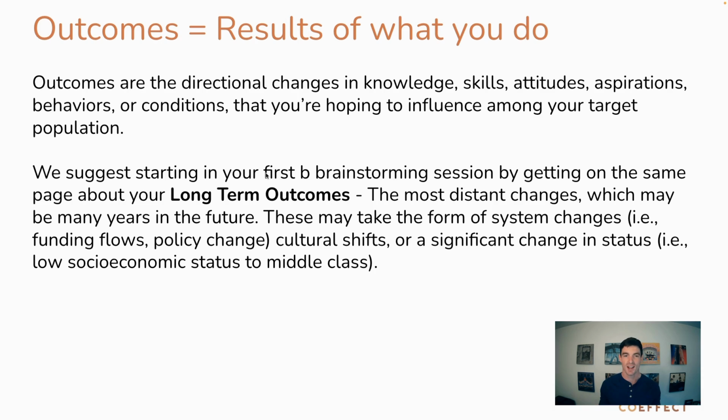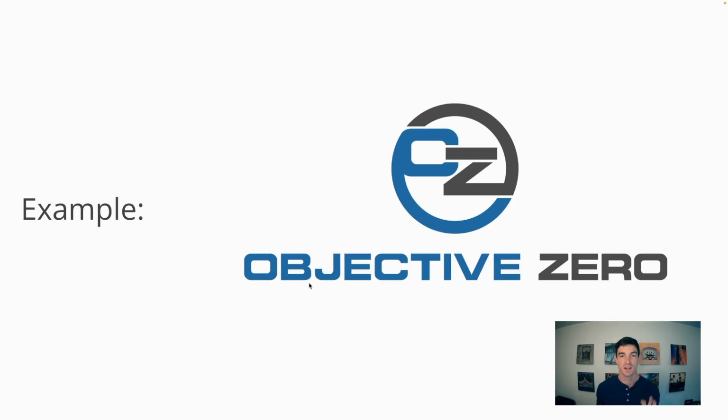So those are our three concepts: target population, problem statement, outcomes. I want to illustrate the first couple of these with an example. So this is a former client of mine, Objective Zero, great organization.